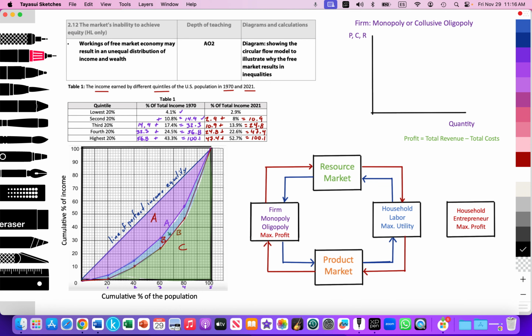higher level students within the context of theory of the firm. Within the economics guide under 2.12, it states the market's inability to achieve equity, required by the HL student to be able to illustrate this and explain this.